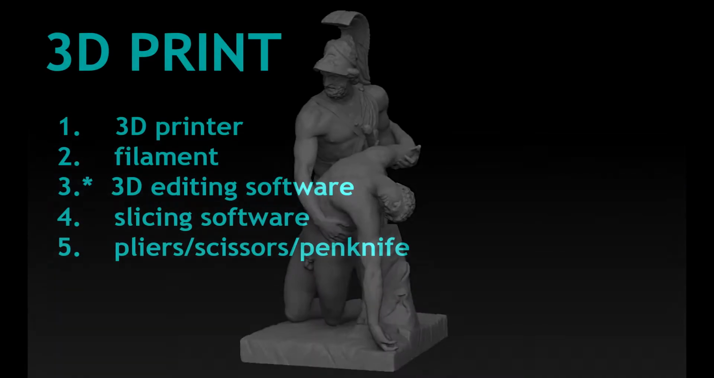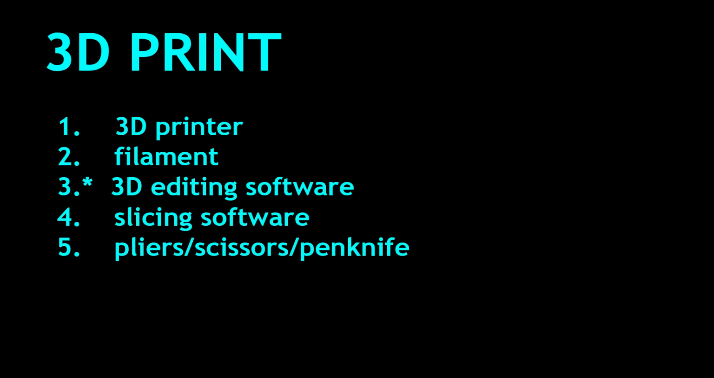Once we have a model that we're happy with, we can export that from either the photogrammetry software or the 3D editing software and bring it into the 3D printing software. It's usually called a slicer. But before doing that, I'll talk a little bit about 3D printing as a technology and the specific 3D printer that I use.